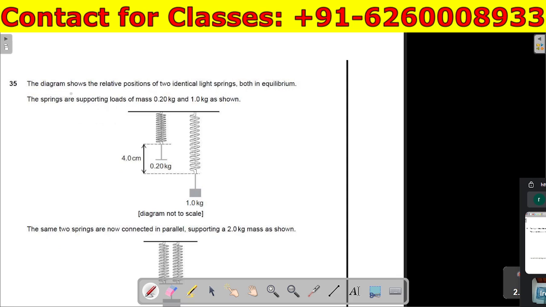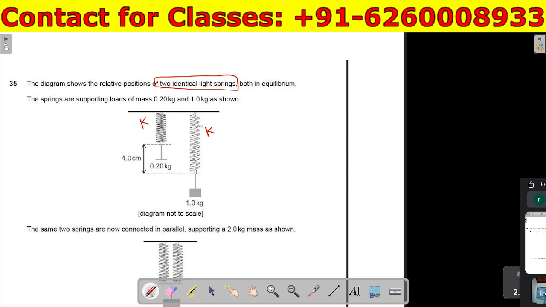The question says that the diagram shows the relative position of two identical light springs, both in equilibrium. Please take care of this phrase, two identical light springs. It means whatever the spring constant of this spring is, it will be the same as this one. So these are identical light springs, both in equilibrium.